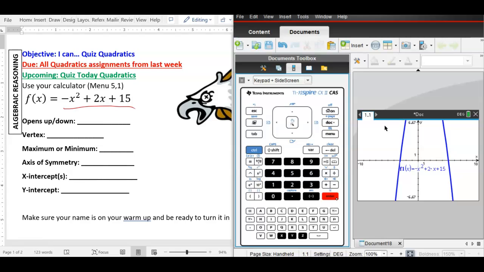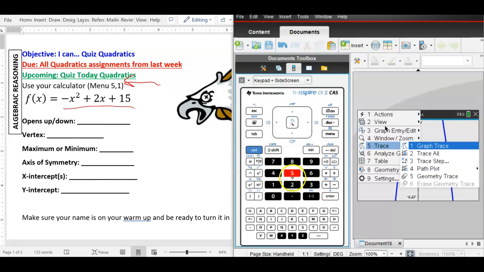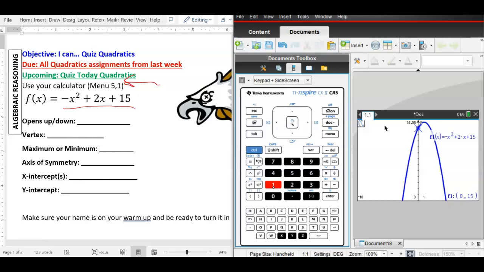Now when you graph it in the calculator, it's going to look like this. The top of it is kind of cut off, but that's okay. If you do what I've told you, if you do menu 5-1, you'll be all right, okay? Because then you can just shift left or right to get to the points, okay? So menu 5-1. Now, what is that first point that it popped up with right there?